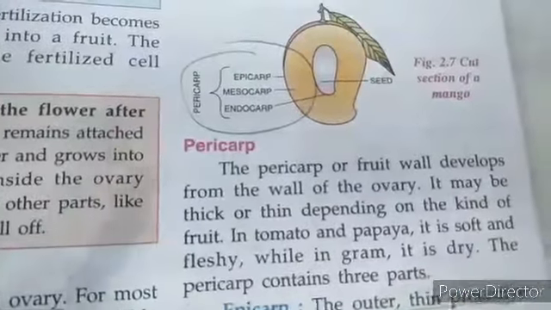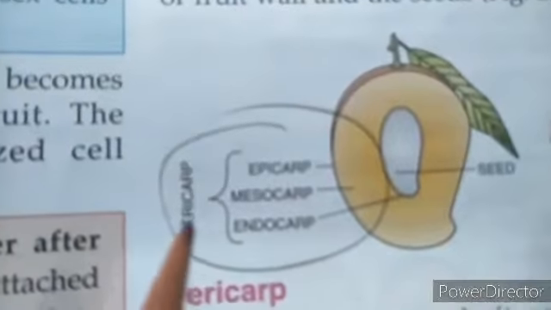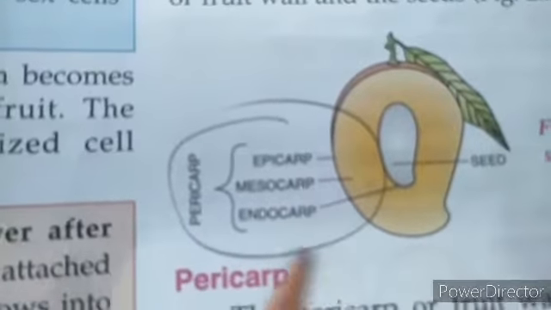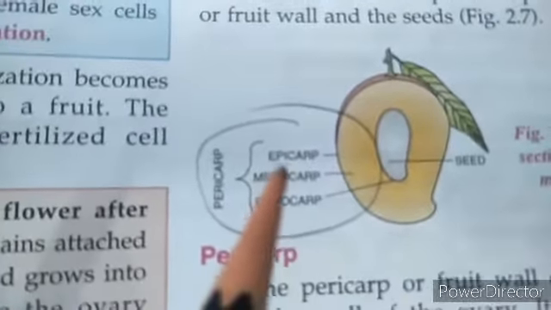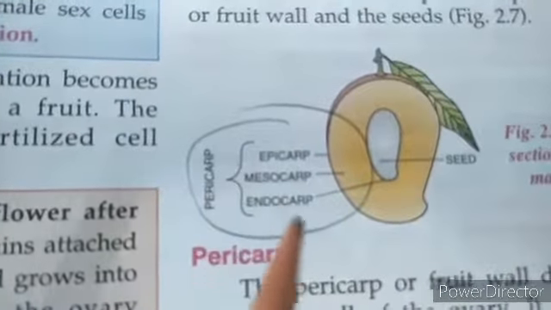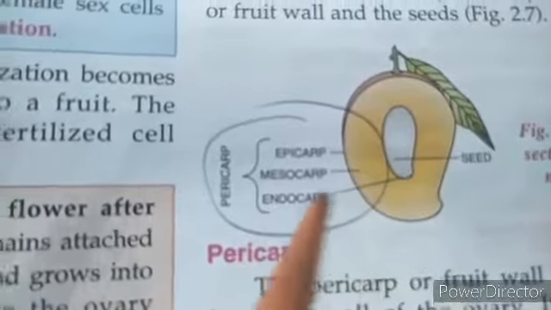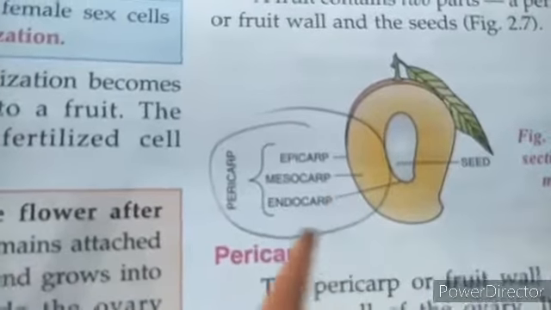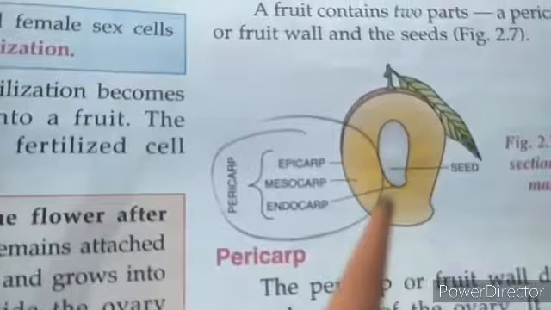The pericarp contains three parts. In the diagram also you can see this is the pericarp, which has three parts. Right on the outer side is the epicarp, then in between is the mesocarp, which probably is your favorite, the pulp, and then inside comes the endocarp. So let's have a look here.